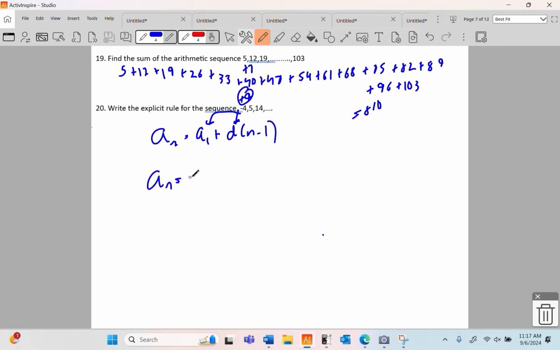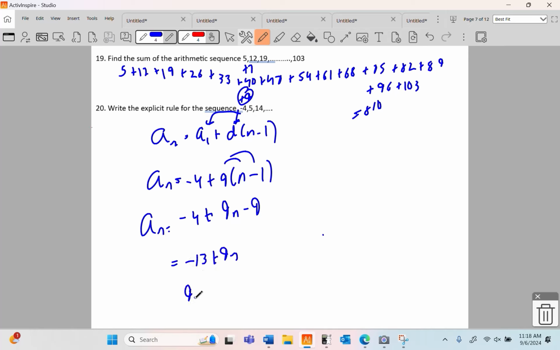So we're going to plug that in for the difference. We've got a negative 4 for the first term. We have a 9 for the common difference. And we know the distributive property like the back of our hand. Hopefully we know how to add negative 4 and negative 9 sums to be negative 13. And we like mx plus b. There you go. Final answer. 6 to go.